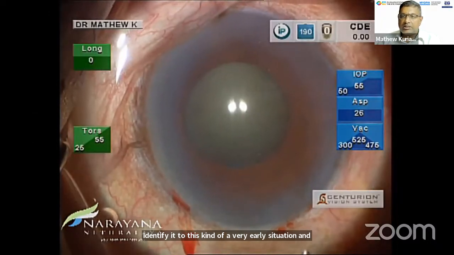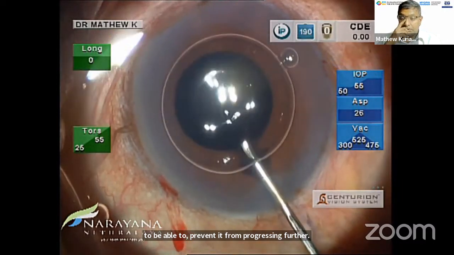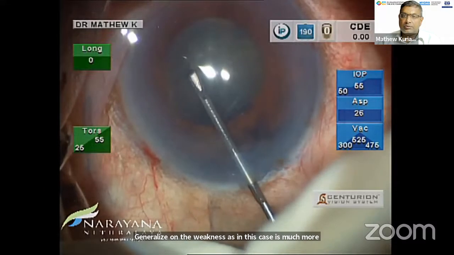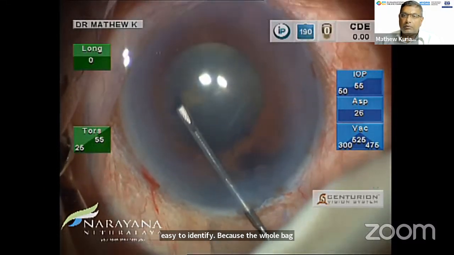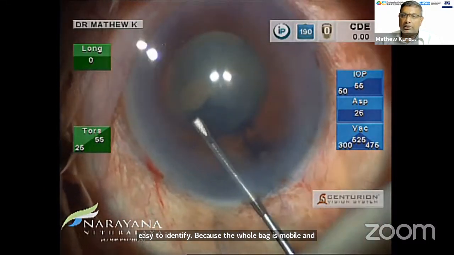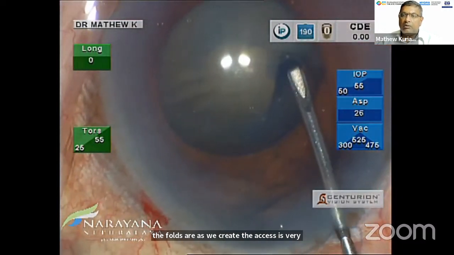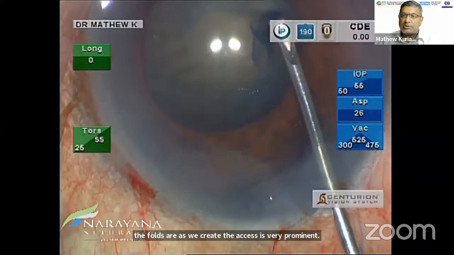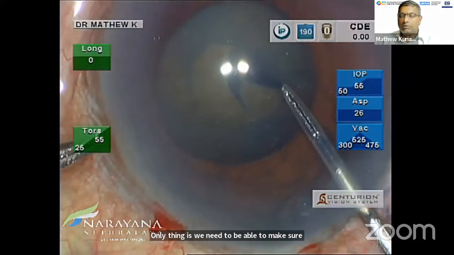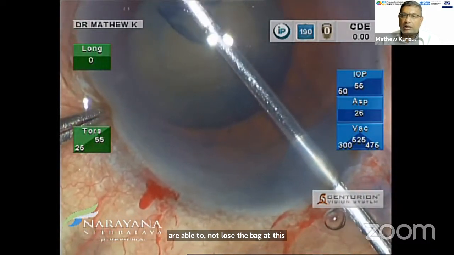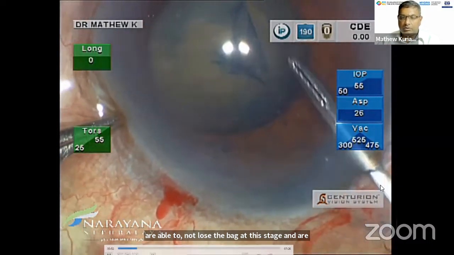Generalized zonular weakness, as in this case, is much easier to identify because the whole bag is mobile and the folds, as we create the rhexis, are very prominent. Only thing is we need to make sure that we do not lose the bag at this stage and are able to retain the bag throughout this procedure.